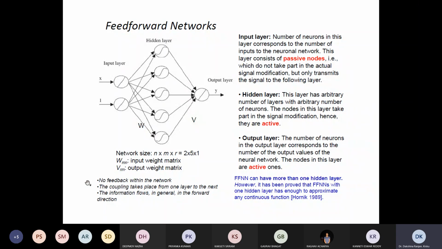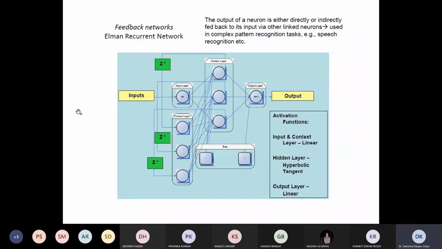Here no feedbacks are generated within the network. The coupling takes place from one layer to the next layer. The information in general flows in the forward direction. So these are the different properties of feed forward neural networks, and this is a simple example of a feed forward neural network.